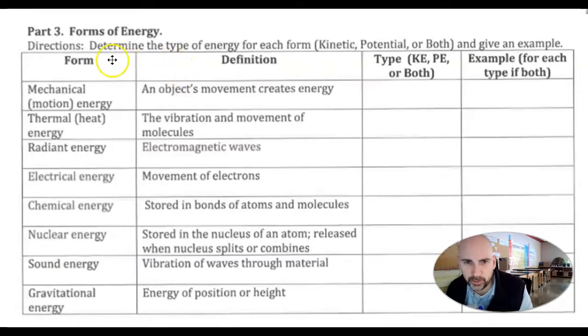All right, let's see what we have to do here. Determine the type of energy for each form, kinetic, potential, or both, and give an example. So mechanical energy, something like maybe a roller coaster would be a good example. An object's movement creates energy. So I'm going to say both because we know that kinetic energy plus potential energy gives you mechanical energy. That's basically the definition. Thermal energy, the vibration and movement of molecules. Because it's movement, it's kinetic energy. An example could be a fire.